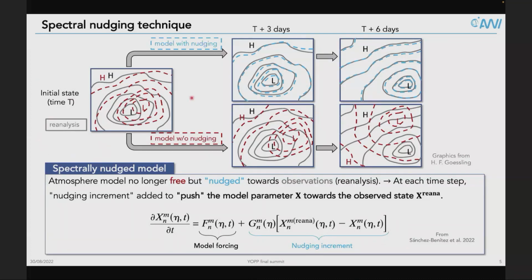Imagine that at an initial state, or at a time step t, we have an observed atmospheric pattern schematized with the gray background lines here. In the free running simulation in red, we do not have the same weather pattern because of course the weather is random and it will continue being random in the next days. But when we start performing the nudging, schematized in blue lines there, so here we have the model with nudging, we will start being closer and closer to the observed state and remain close to the observed state for as long as the nudging is performed. So that is spectral nudging.